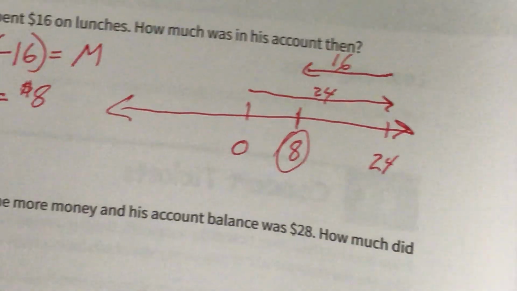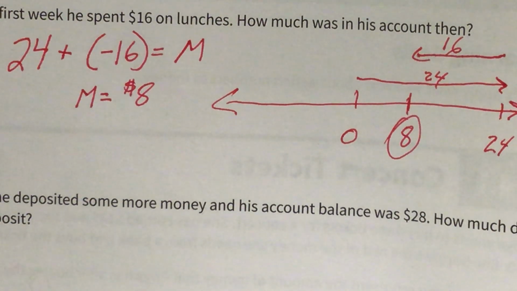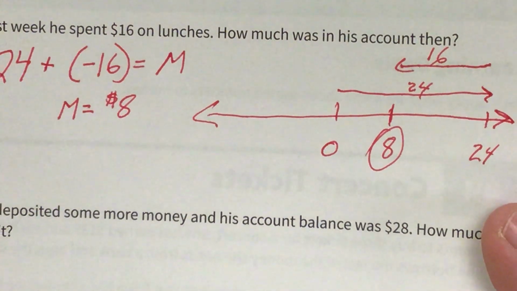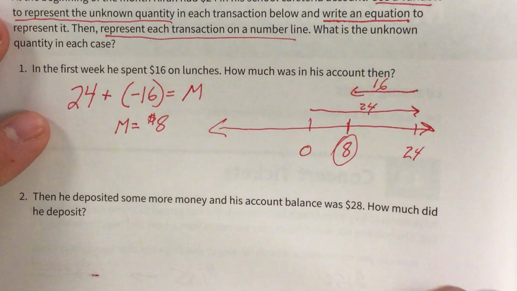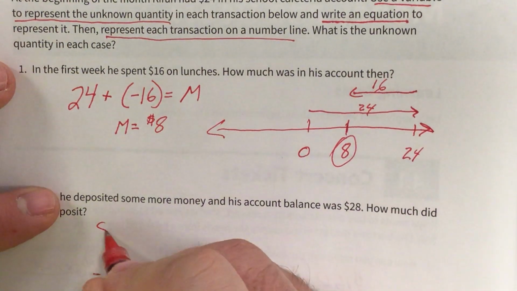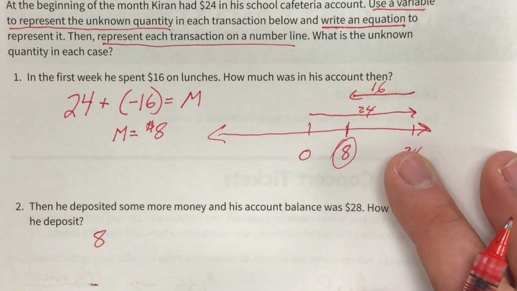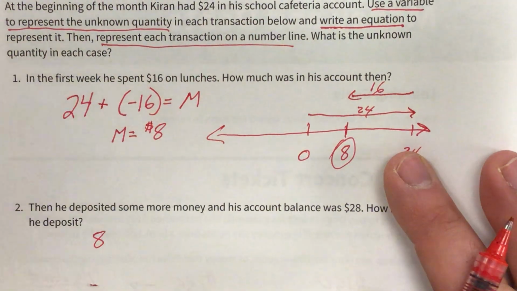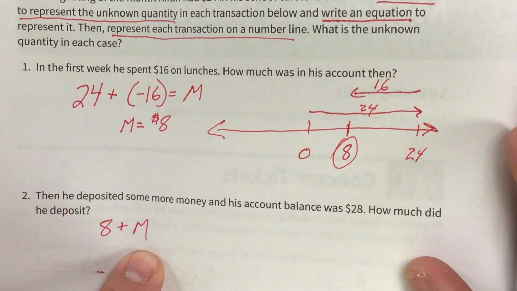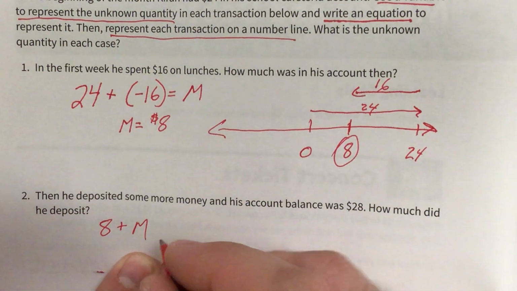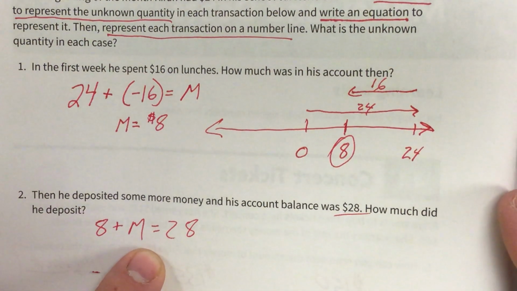Question 2. Brody, would you read that one, please? Then he deposited some more money and his account balance was $28. How much did he deposit? Okay. So how much money do we start with? 8. Now here's what's important. If this number is wrong, everything below it is going to be wrong, because we're using each answer above it. So I deposited some money. I don't know how much I deposited. That's my unknown. That's my variable. And what's it equal? 28. Says I have 28 bucks at the end.